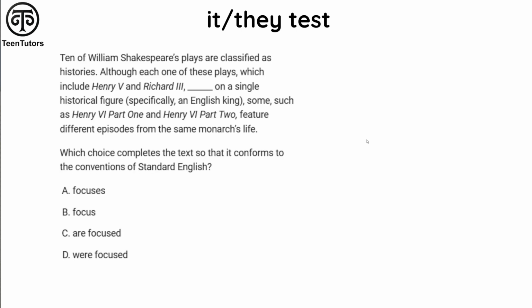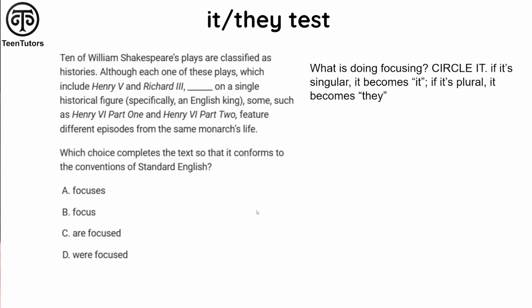This is very important to understand. And so here we have focus, right? So we have focusing. So we ask ourselves, what is doing the focusing? We need to circle it. And again, if it is singular, it will become it. If it is plural, it will become they.